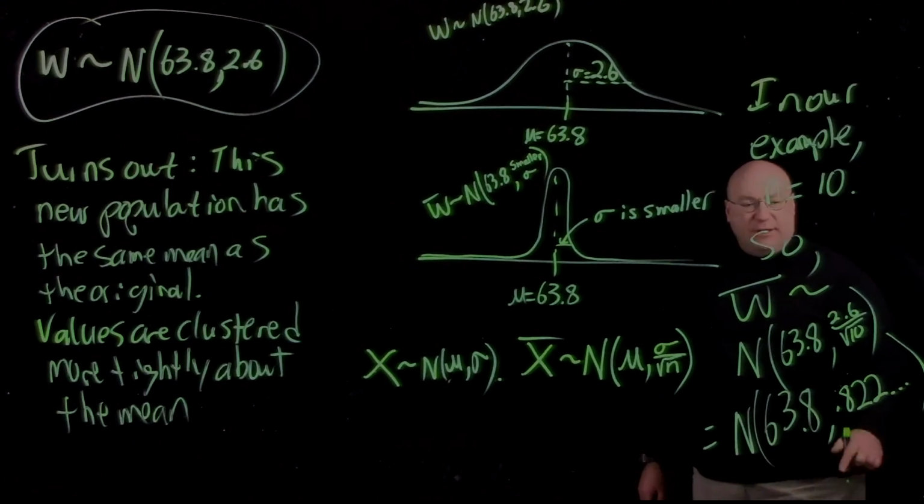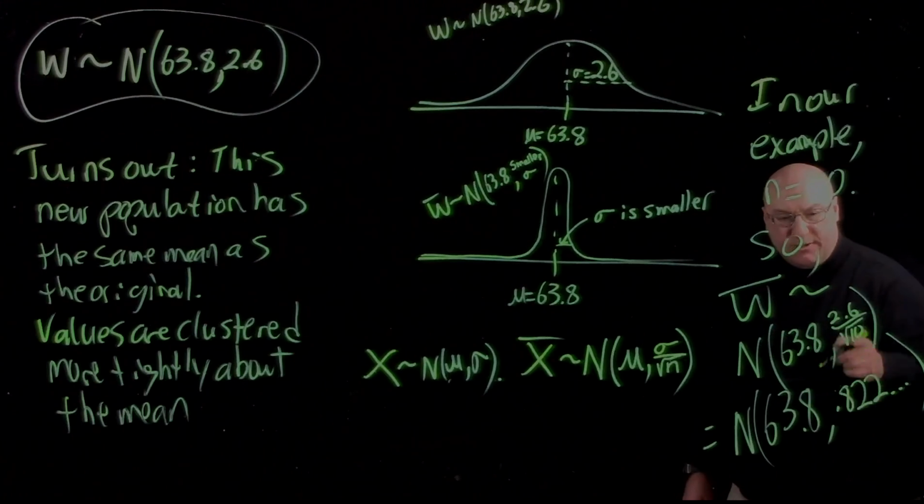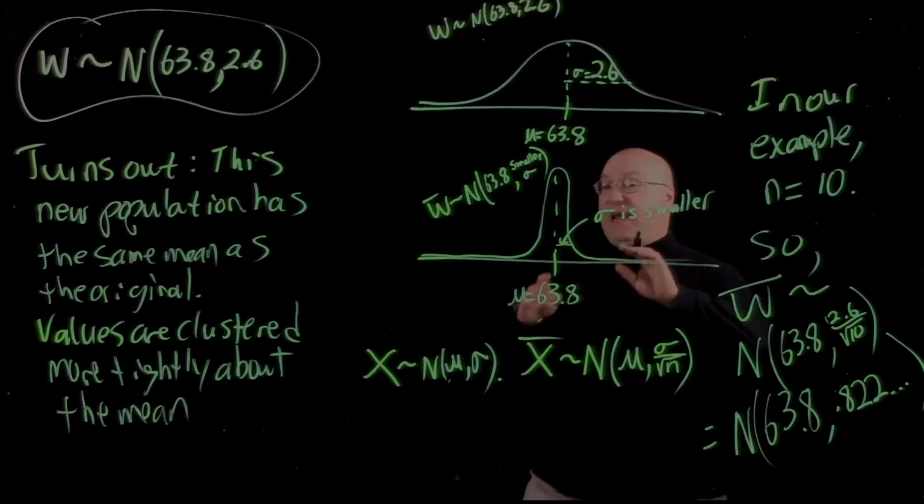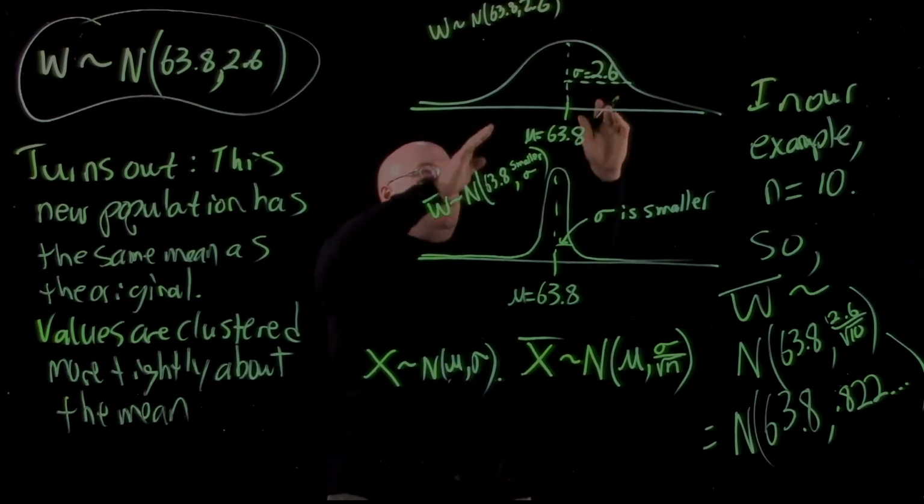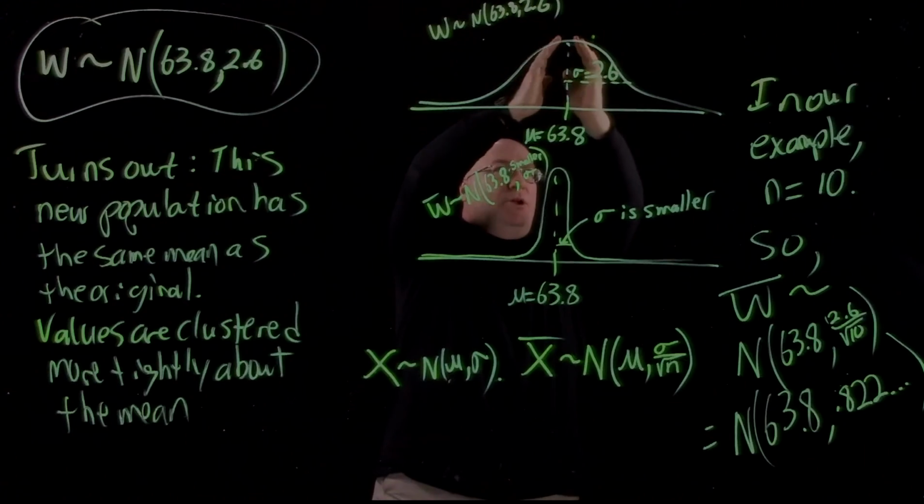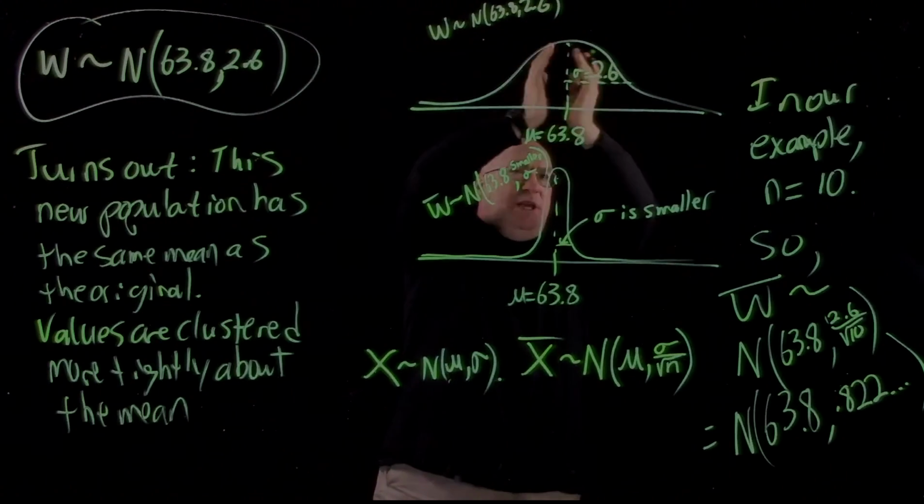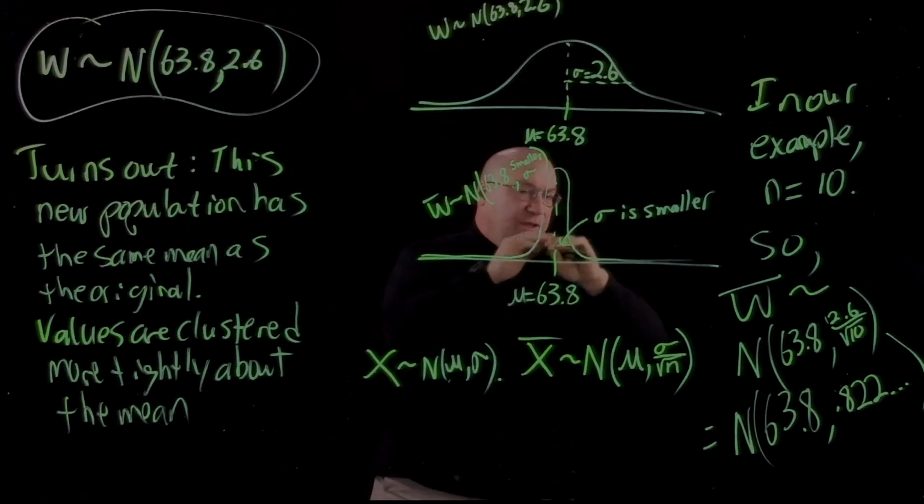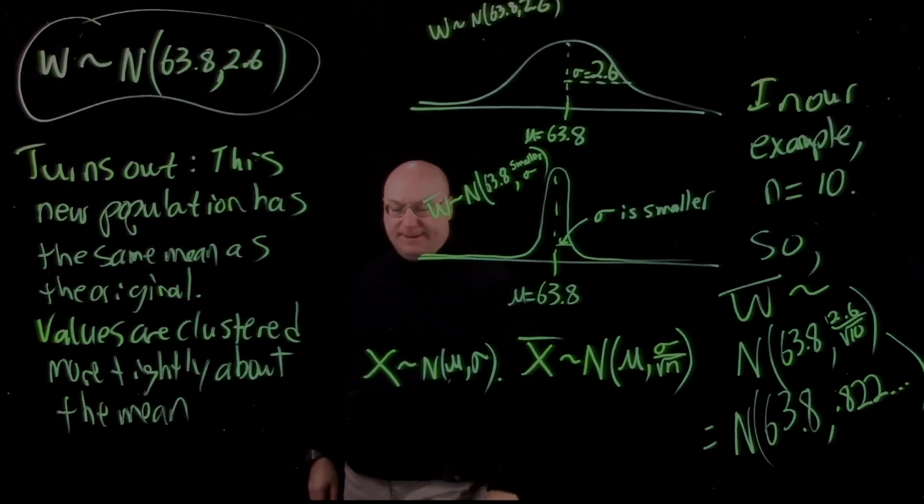So the standard deviation is a lot smaller. The standard deviation here is 2.6, and down here it's less than 1, right? It's 0.822. So that's exactly what you expect to happen here. The probability has been pulled in and humped up, so to speak, and less of it is out on the tails because that standard deviation is smaller. All right.